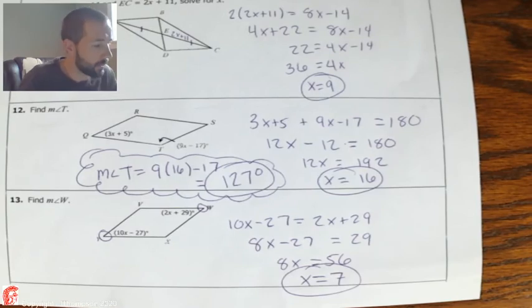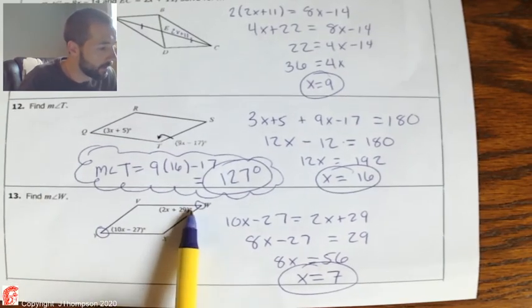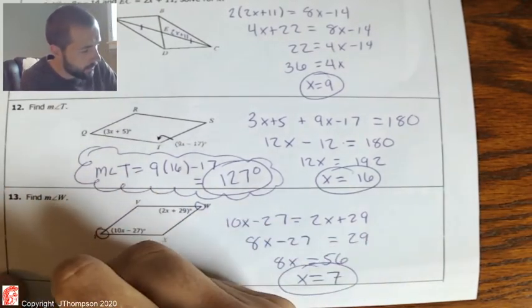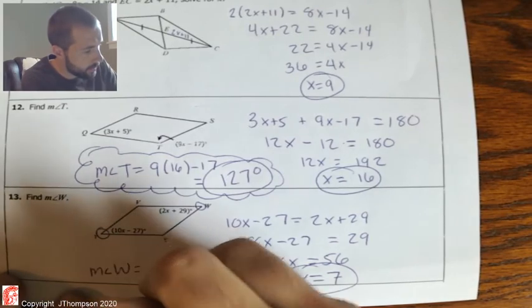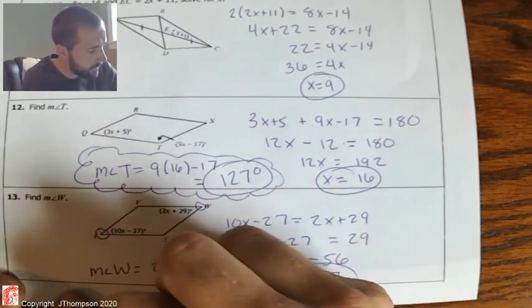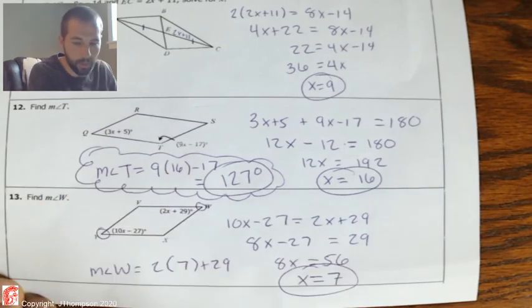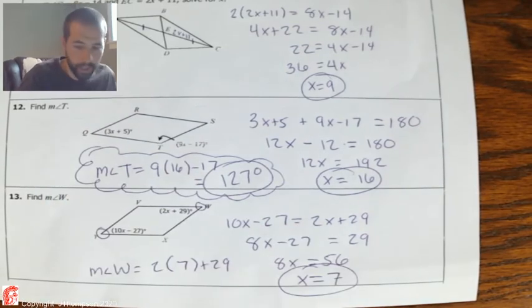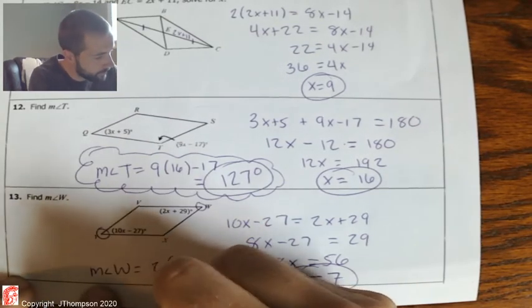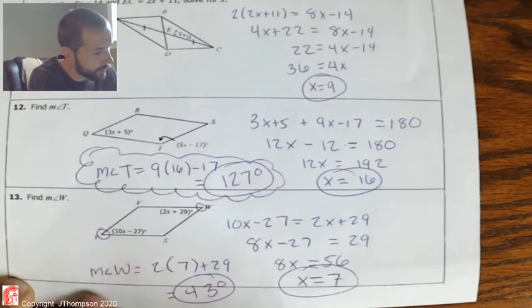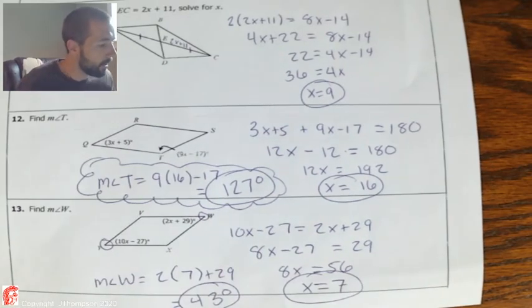They want the measure of angle W, so we're going to plug it in. So 2 times 7 plus 29. 2 times 7 is 14, and then 14 plus 29 is 43. So that's the measure of angle W.